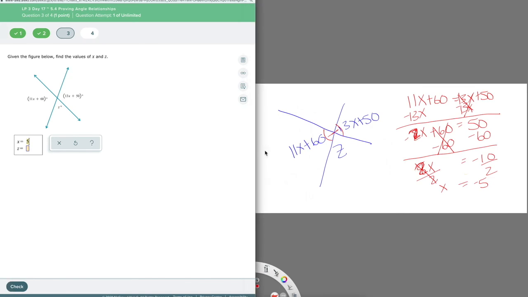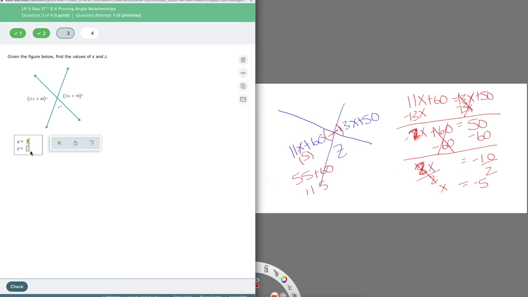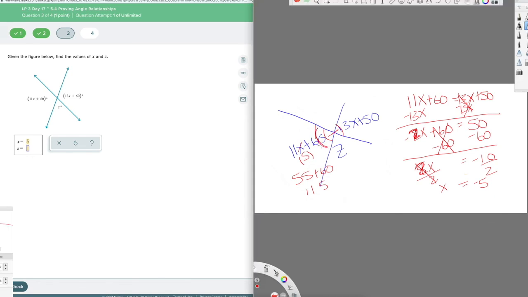So I can go back to the equation and say if x equals 5, so this is going to be a 5, 11 times 5 is 55 plus 60. So 60 plus 55 is going to be 115. So this angle equals 115, but that's not z. Remember, z is this angle here. It's 115. The entire thing is 180, and I'm using 115 of it.